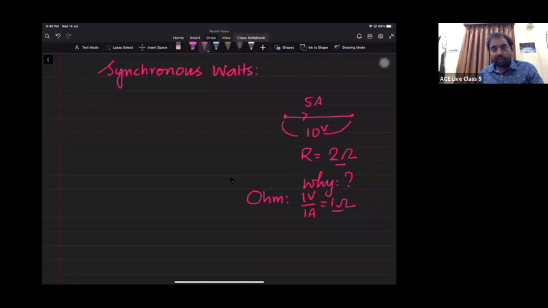So like that, Henry has given the definition for Henry and Farad. You go through that, right? Please try to learn all this. Similarly, what is the definition for synchronous watts?